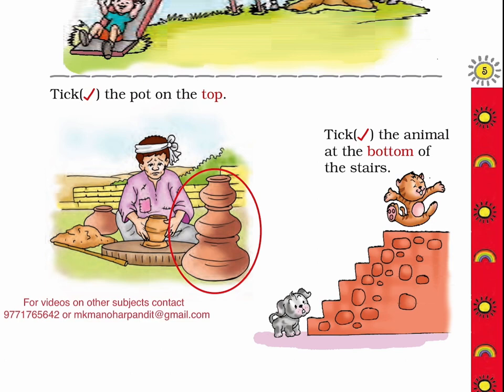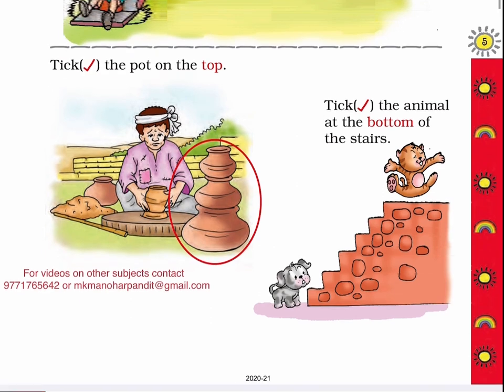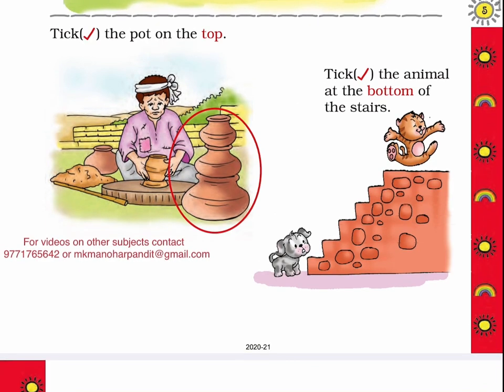The smallest pot is kept at the top. The biggest pot is kept at the bottom. Question 1. Identify and tick mark the pot at the top.